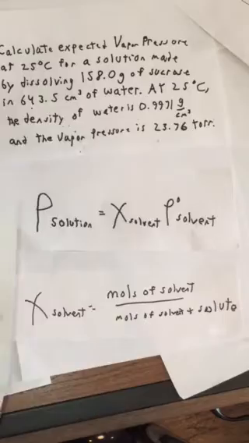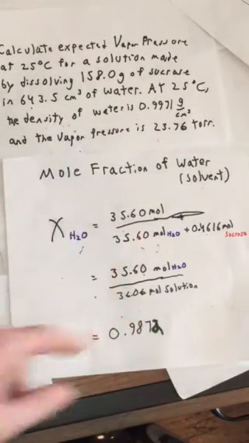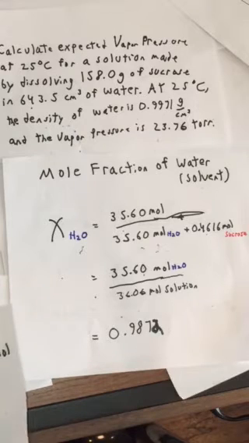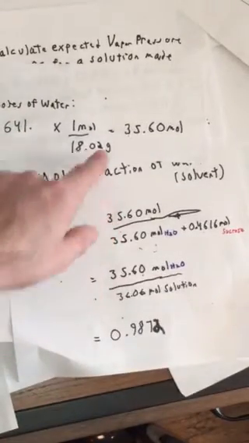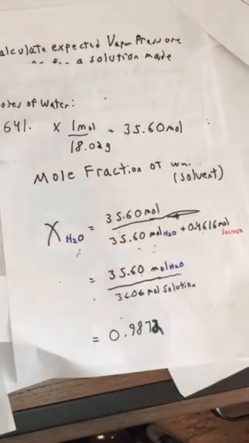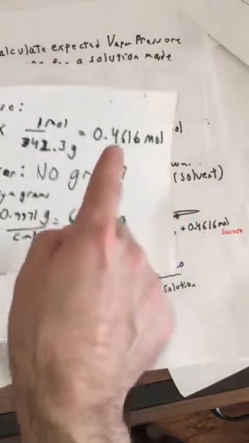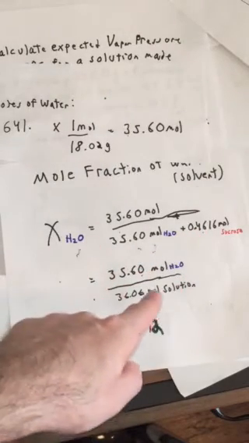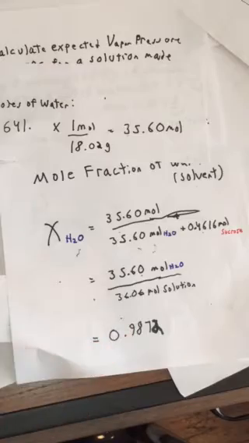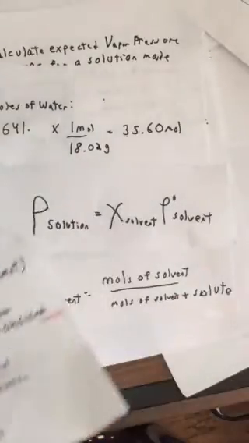So, come over here, mole fraction, we put our moles of the sucrose and moles of water. So it's the moles of the solvent right here divided by moles of solvent plus moles of solute, which you found there. You add them up, you divide, and there's our mole fraction, 0.9872. You can work that out. 0.9872 is the mole fraction.